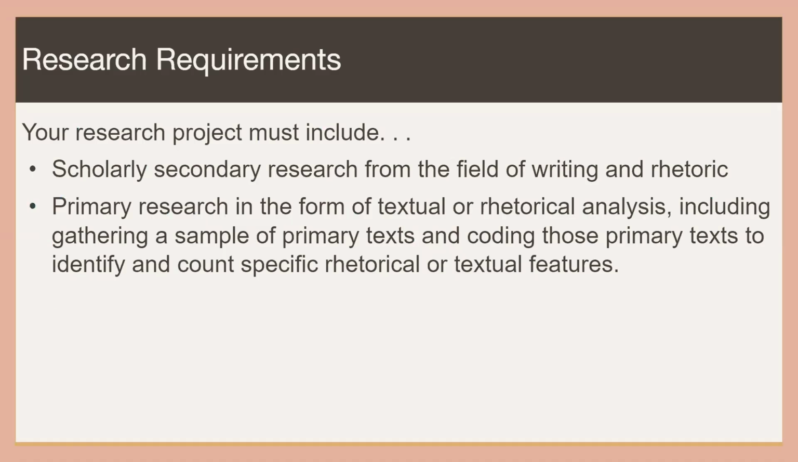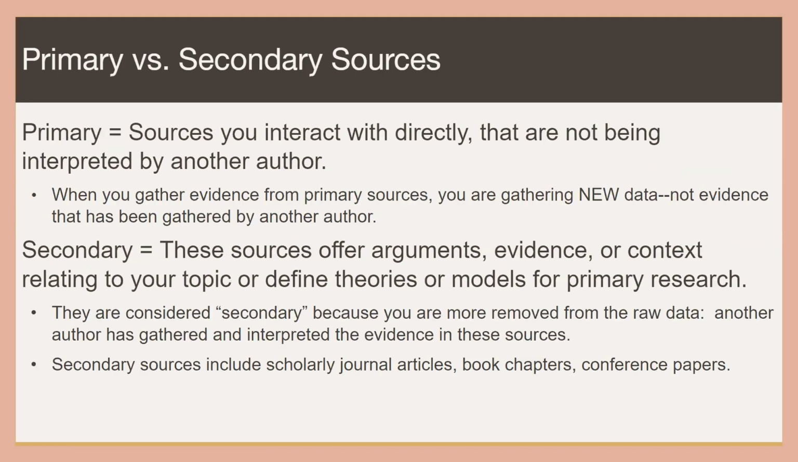Your research project must include a minimum of 8 scholarly secondary sources, including some from the field of writing and rhetoric, and primary research in the form of textual or rhetorical analysis, including gathering a sample of primary texts and coding those primary texts to identify and count specific rhetorical or textual features. You will read more about the differences between primary and secondary sources next week, but briefly, secondary sources offer arguments, evidence, or context relating to your topic and define theories or models for your primary research. You will gather and report on these sources in your literature review.